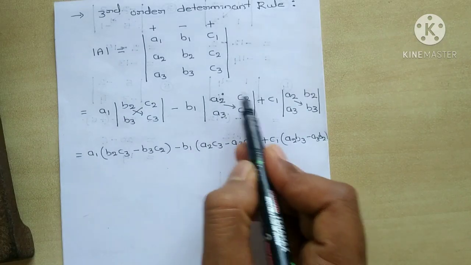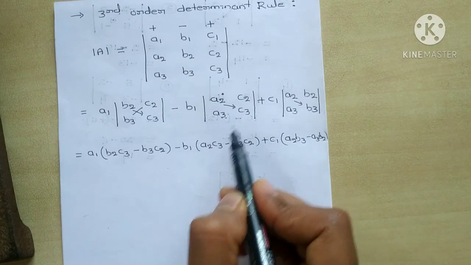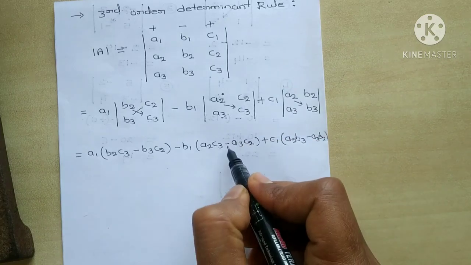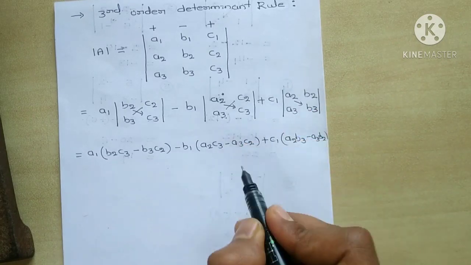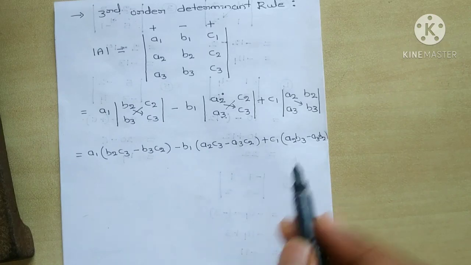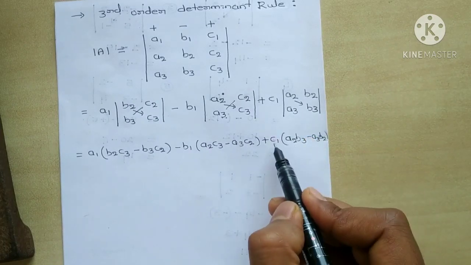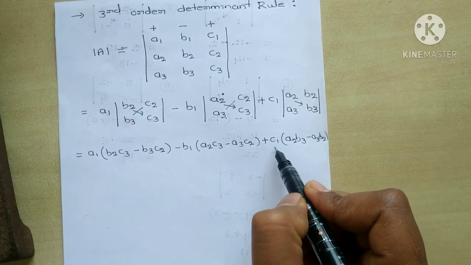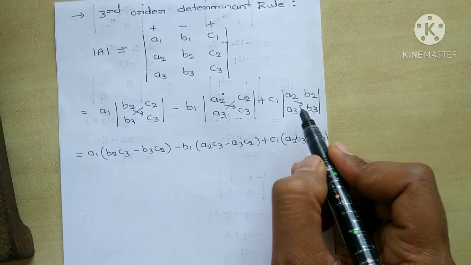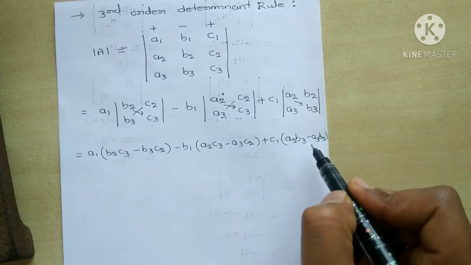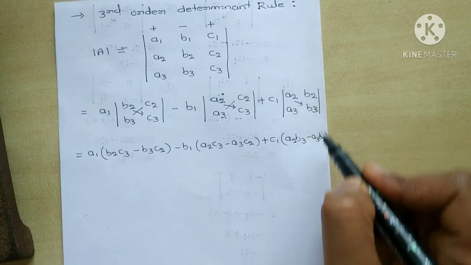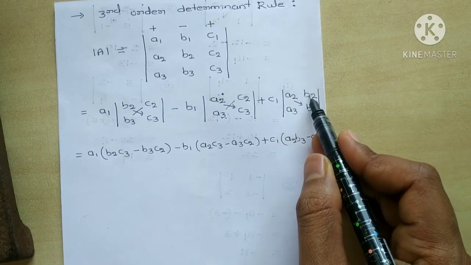Next, minus B1, keep it as it is. Again second order rule you apply. A2 C3, middle always minus, then A3 C2. Next element is C1, keep it as it is. Next cross multiplication, A2 B3, middle negative sign, A3 into B2.